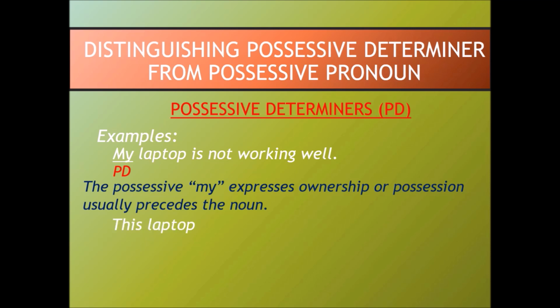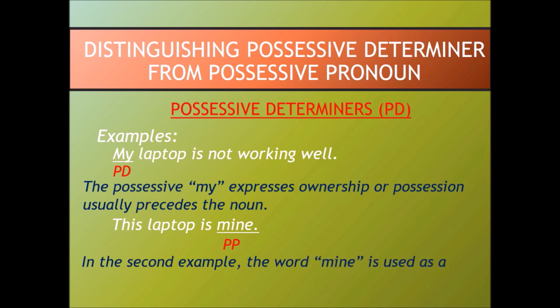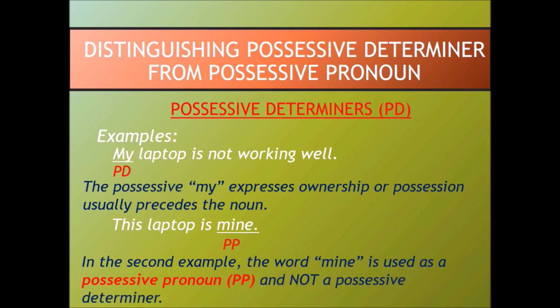On the other hand, this laptop is mine. Let's see, mine there is used as a possessive pronoun. So in the second example, the word mine is used as a possessive pronoun or PP and not a possessive determiner.